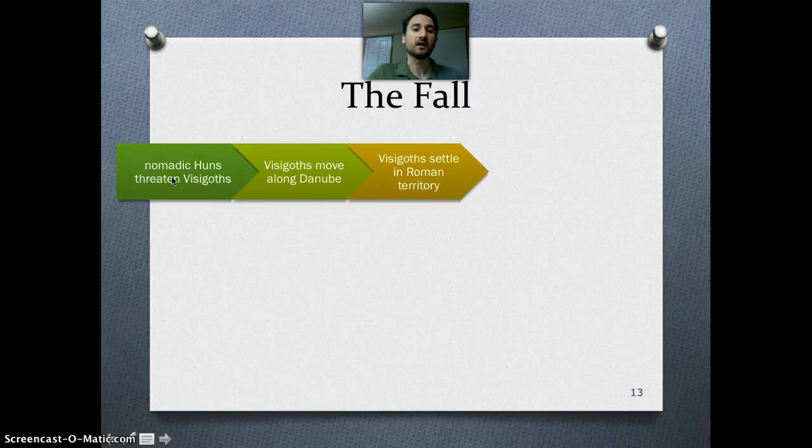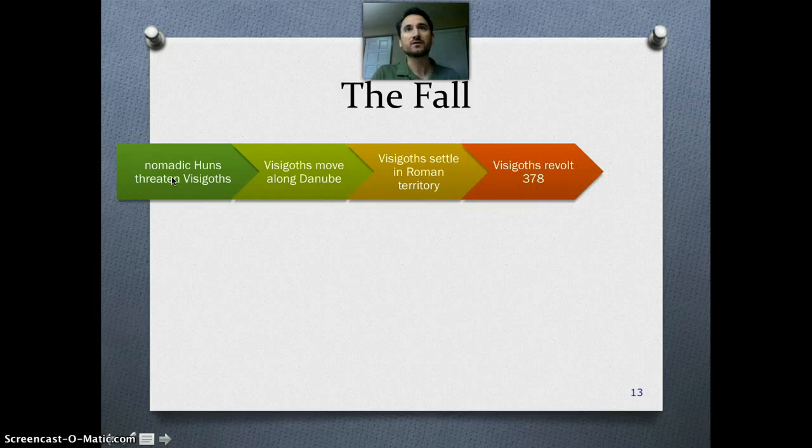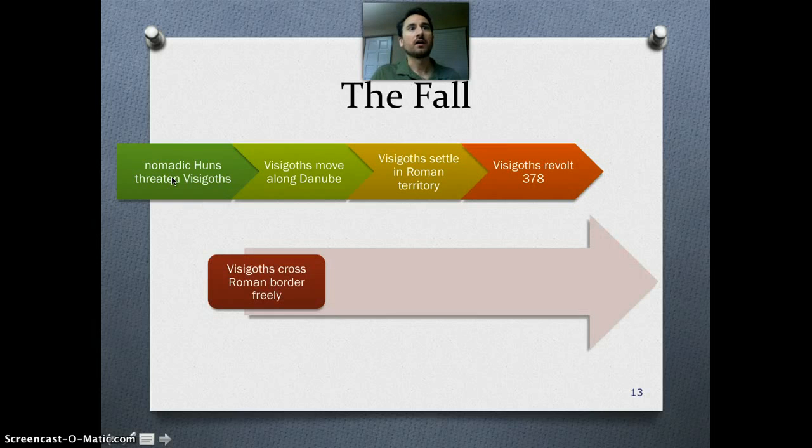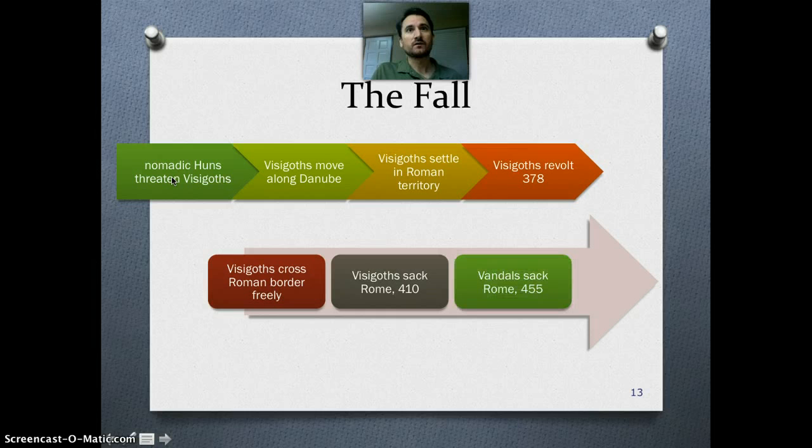The Romans say, okay, you know what? You settle in our territory, we'll have you protect us. Okay? And so they become mercenary soldiers. But those guys revolt. Okay? They eventually cross back and forth across the Roman border freely as much as they want. Some of these groups attack Rome not just once, but twice, and why not a 3rd time? And the last time is in 476, and the last Roman ruler is Romulus Augustulus.